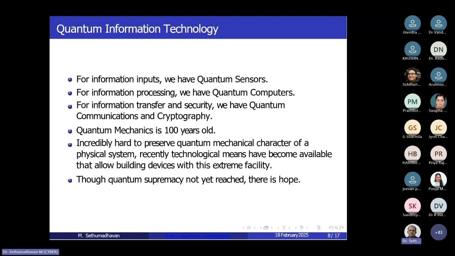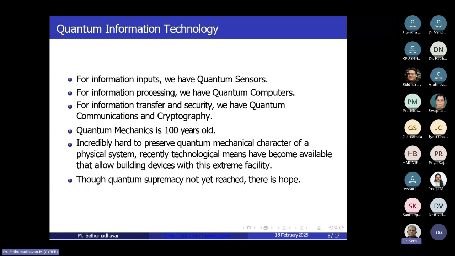Okay, so have we reached quantum supremacy? No, we have not reached it. What do you mean by quantum supremacy? With current computational capability, we can do all these things. Is there a quantum computer available which can solve a problem which cannot be solved by current computing facilities? That is not there.